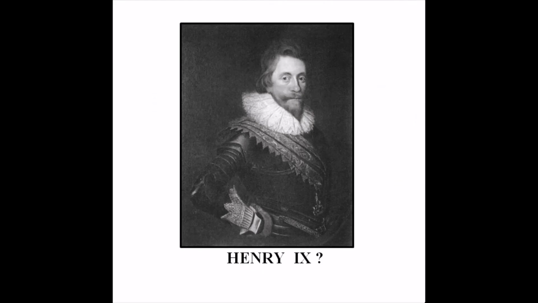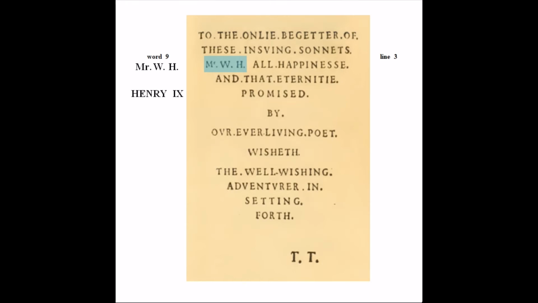Now, is everything I just went over a coincidence? I don't know, but consider for a moment, if Wriothesley was the son of Elizabeth and Oxford, he would have been Henry the Ninth. Maybe that's why on the Sonnet's dedication page, the name Mr. W.H. is the 9th word. It's on the 3rd line, and he was the 3rd Earl of Southampton.